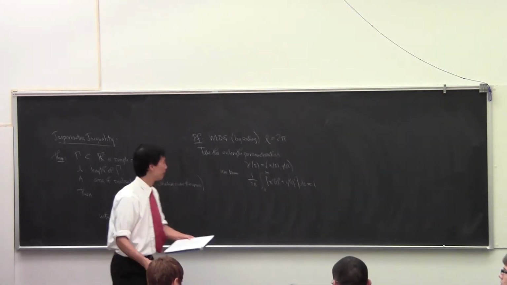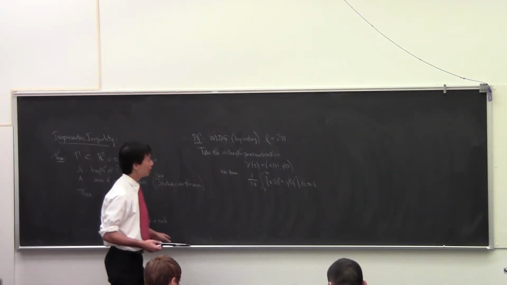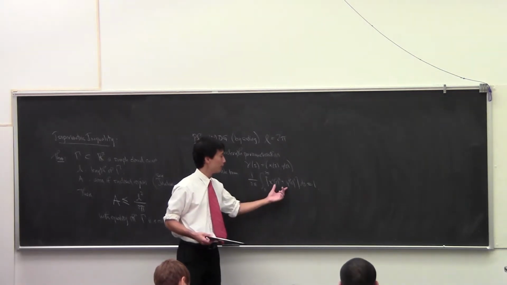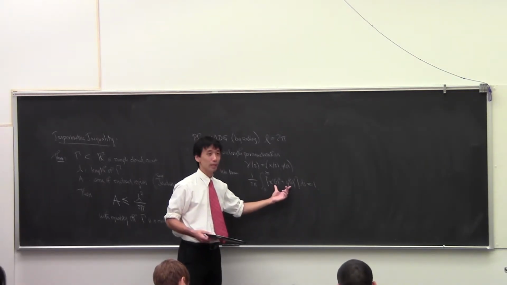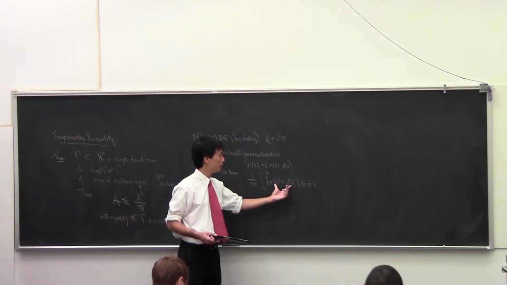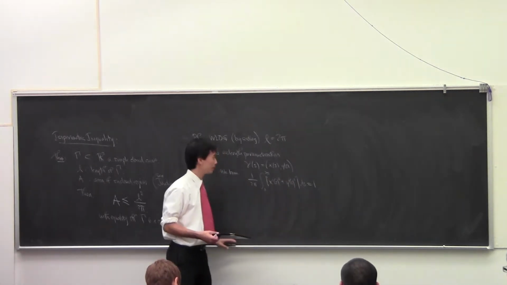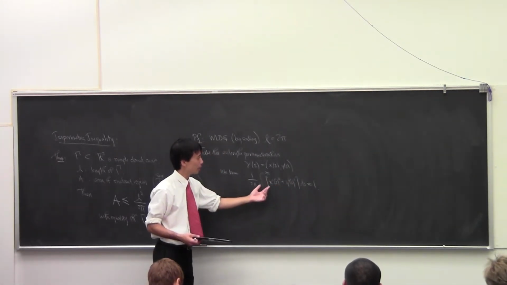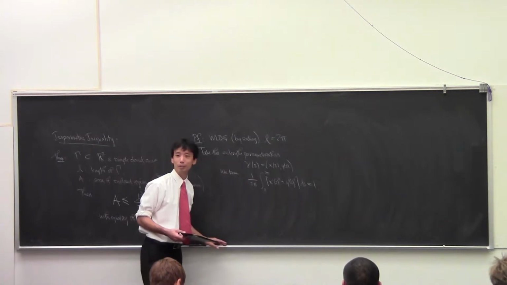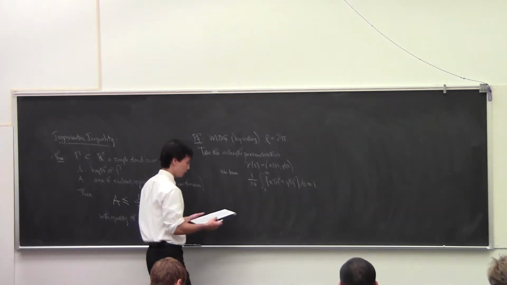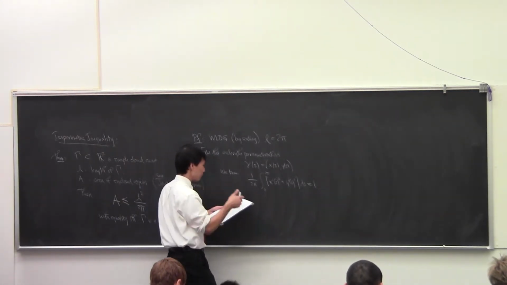Okay. Right, because this is the size of the tangent vector squared, right? The size of the tangent vector is 1. So we're integrating 1, we get 2 pi. Divide by 2 pi, we get 1. Okay.